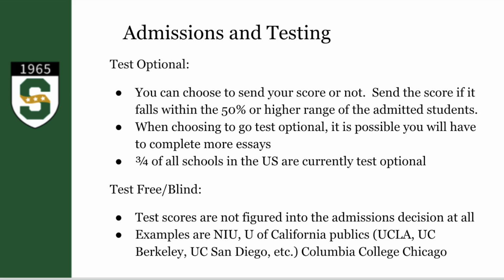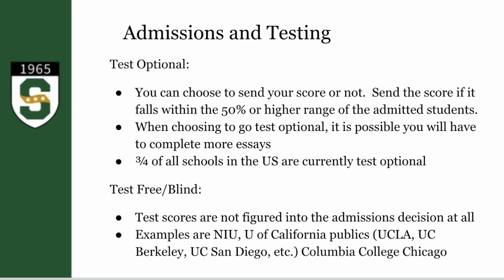So of the students on their campus who sent test scores, the middle 50% had between this score and this score, right? So if your score falls within it or above it, that's probably when you would want to send it. And if it falls in that bottom quartile, that's probably when maybe you want to go test optional, but remember they'll rely a little heavier on your transcript.